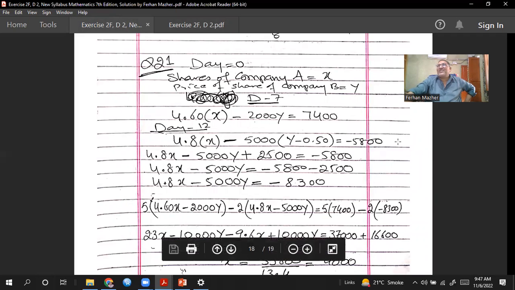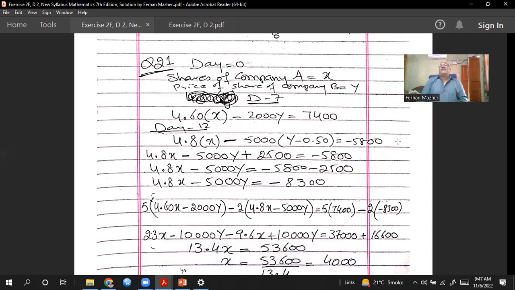So, quite an unusual statement. On day 0, suppose the number of shares of company A is X, and the price of a share of company B is Y. On day 7, she sold all the shares of company A. So 4.60 into X, that's the money she will get.